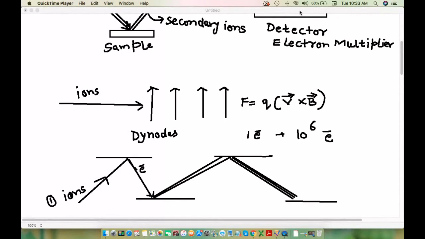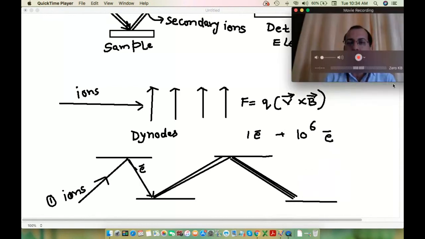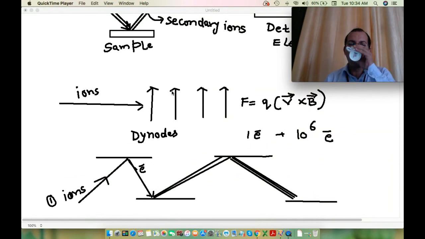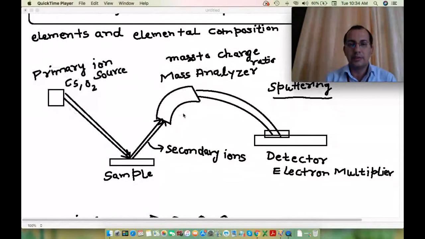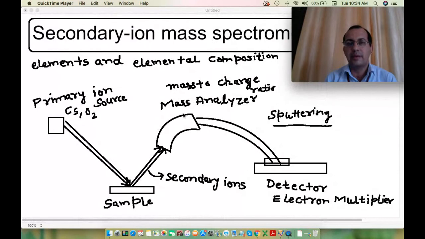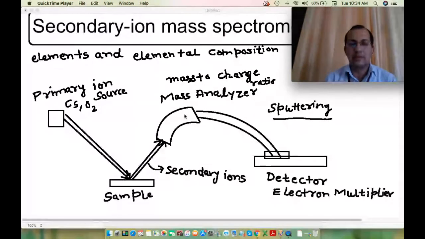This process is known as electron multiplication. So you would have a greater signal when it goes to the final dynode. That is the basic principle of how the electron multiplier works. I hope things are a bit clear about the elemental composition; how to do it exactly, we will see in our next lecture.